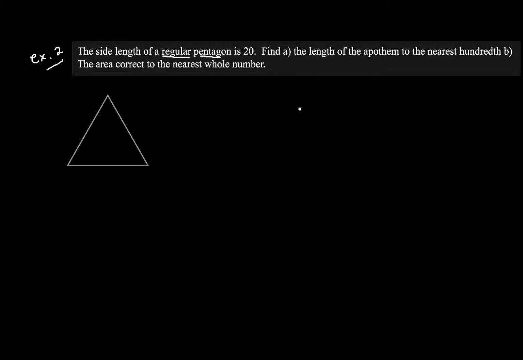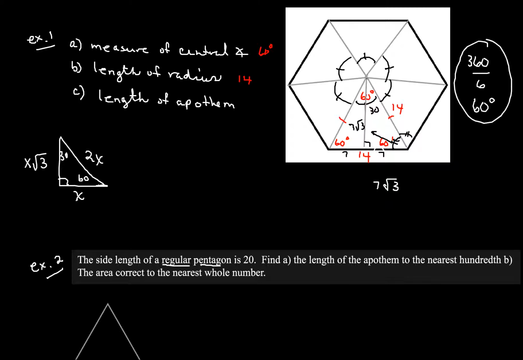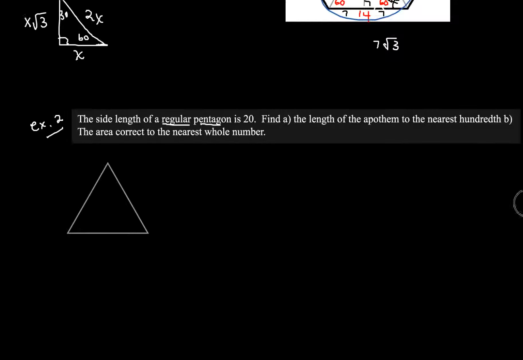So a pentagon is going to have 10 sides, so I'm just going to pop out one of the little triangles. Like here's our 6-sided figure, and one of the triangles would be the triangle that we're going to pop out. So we're just going to pop that out of our 10-sided figure.